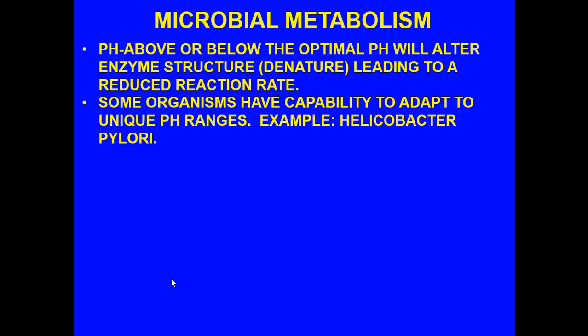What we also have are other factors that can influence the function of enzymes. pH. Above or below the optimal pH will alter enzyme structure. That will denature the enzyme, and it leads to reduced reaction rates. Some organisms, though, have the capability to adapt to unique pH ranges. For example, Helicobacter pylori, the organism that can get into the stomach and lead to stomach ulcers. It can withstand very low pH, which you would expect to find in the stomach because of the secretion of hydrochloric acid into the stomach lumen. They are able to avoid the complete destruction of the cell and still proliferate.